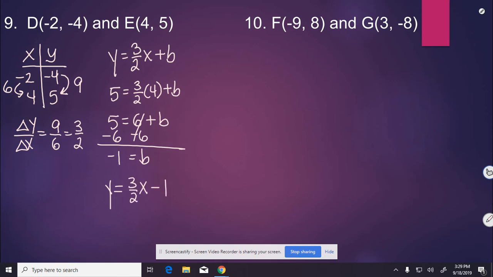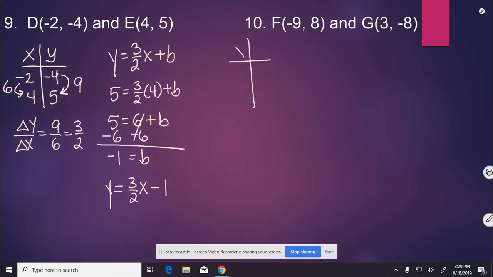And I can check it. If I do 3 halves of negative 2, I get negative 2 divided by 2, which is negative 1, times 3 is negative 3, and negative 3 minus 1 is negative 4, proving again that we have the right function rule. All right, one last one with me.